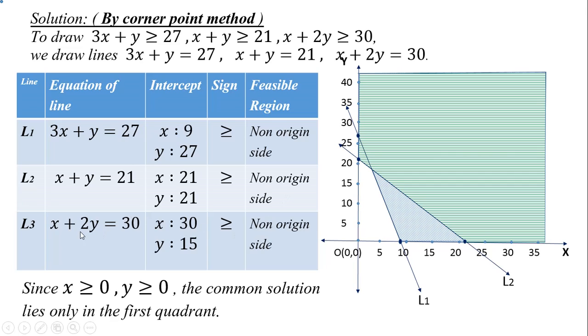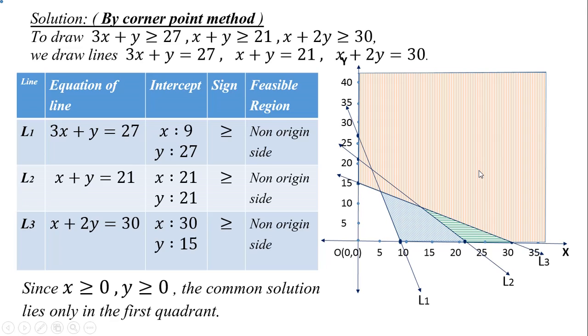Now the third line, x plus 2y equal to 30. The x-intercept is 30. Here we denote this point (30, 0). The y-intercept is 15, so (0, 15), this point. Now we join these 2 points and we draw line L3. Now here the non-origin side of L3 is the solution set of the third inequation. Okay. So all the points on L3, since the greater than or equal to sign is there, and all the points on the non-origin side of this line. So we denote this solution set of the third inequation by this reddish region.